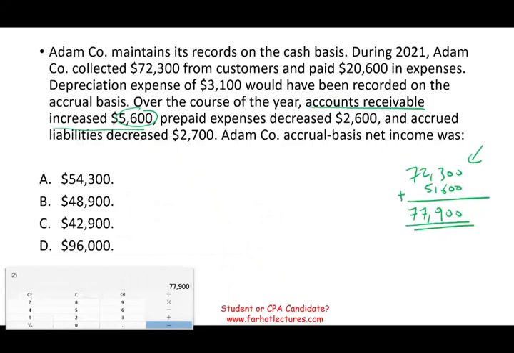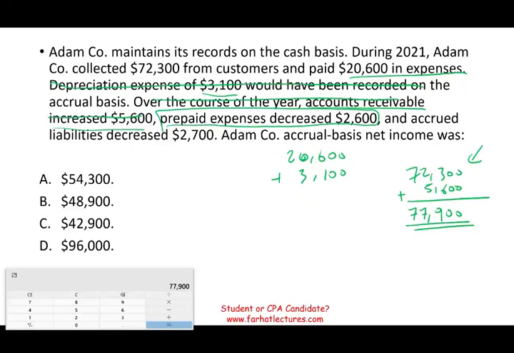We are starting with 20,600 of expenses. That's given to us. That's how much we paid. We know that depreciation was 3,100. So we have to add the depreciation expense, 3,100, if we are computing our accrual expense. So we're done with depreciation expense. Over the course of the year, accounts receivable increased. We already took care of that. That's part of revenue. Prepaid expenses decreased by 2,600.